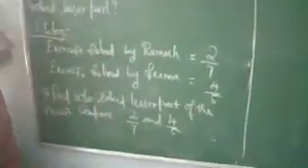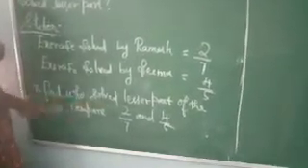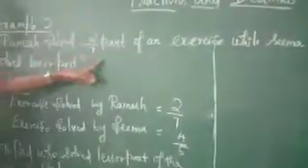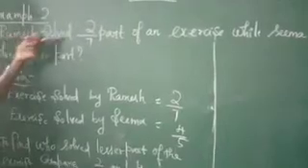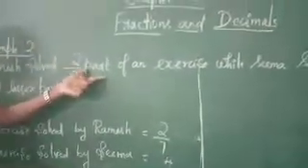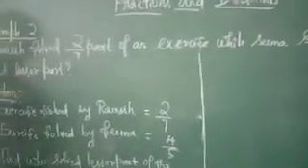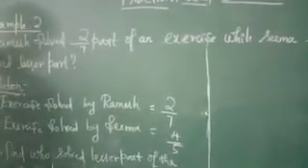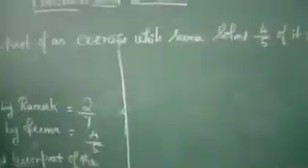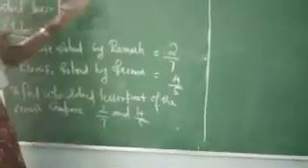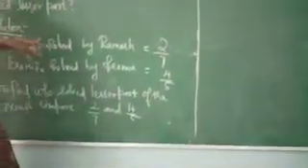To find who solved the lesser part of the exercise you have to compare. If these were whole numbers instead of fractions, say Ramesh solved 5 of the exercise and Seema solved 7, who solved the lesser? Obviously Ramesh, because he solved 5, which is less than Seema's 7. If these were whole numbers we could say it easily, but here it is in fractions. So for this you have to compare.